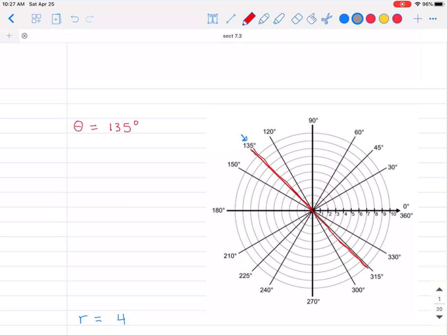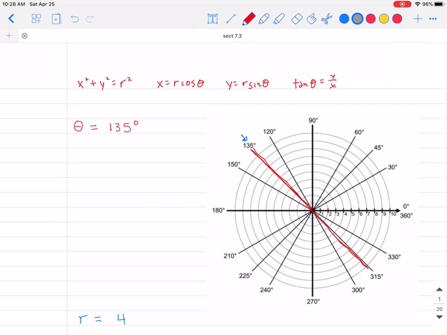Now, as I said, I'm going to try to change this back into Cartesian so you can verify the answer. From the previous sections, we know the following substitutions. We know x squared plus y squared is equal to r squared. We have x is equal to r cosine theta, and y is equal to r sine theta. And then finally, we have tangent of theta is equal to y over x.